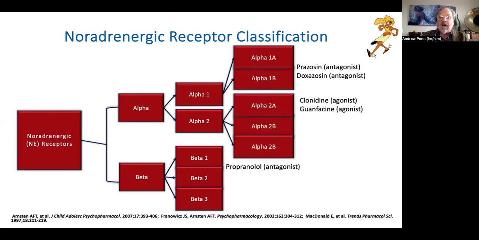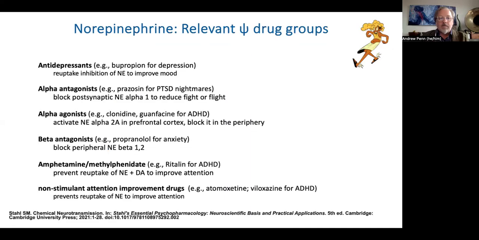And then we have alpha 2A agonists, such as clonidine or guanfacine. These are often used because they actually increase the activity of dopamine in the prefrontal cortex and are used to treat ADHD. But peripherally, they function as antagonists, and so this is why we're also using them in blood pressure management.